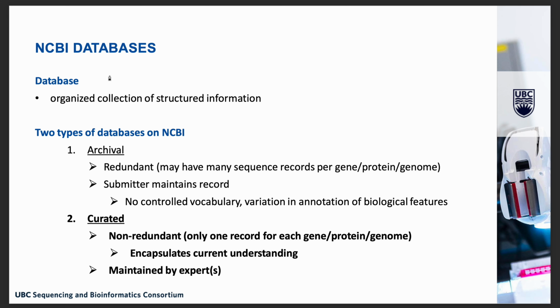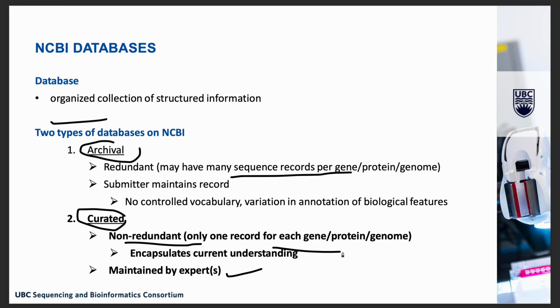NCBI databases, as I have discussed previously, are of two types. One is the archival and the second is the curated databases. As I previously discussed, archival databases are redundant, I mean you may have many sequence records per gene, but the curated one is non-redundant. Only one record for each gene, and this is maintained by experts. It is highly regulated by several experts so that we have only one record per gene.